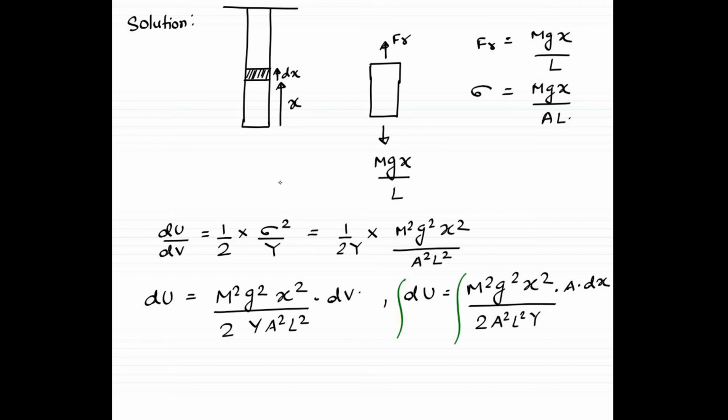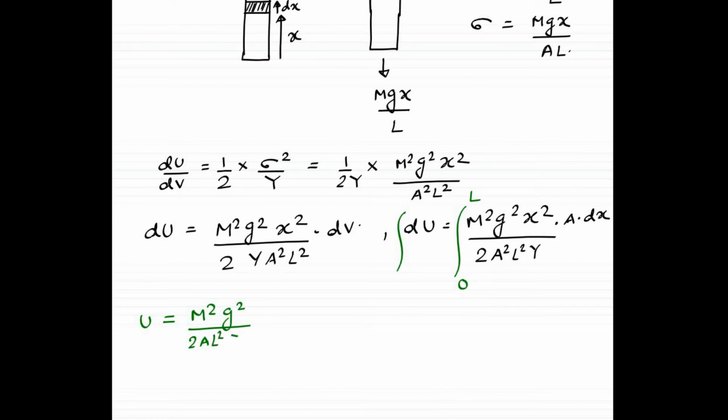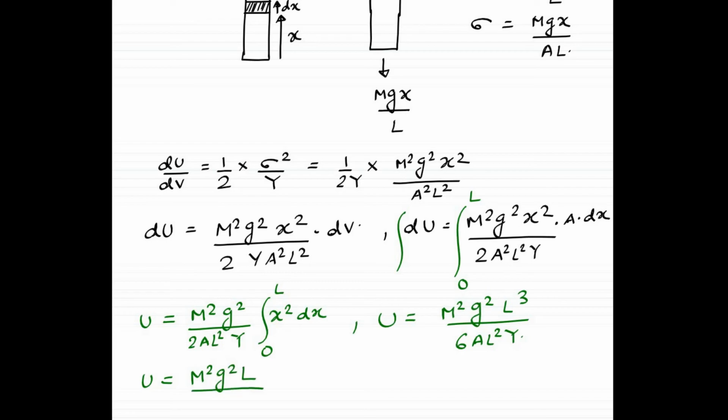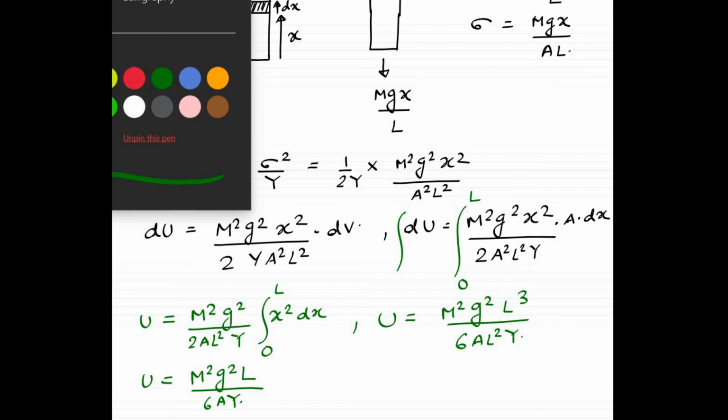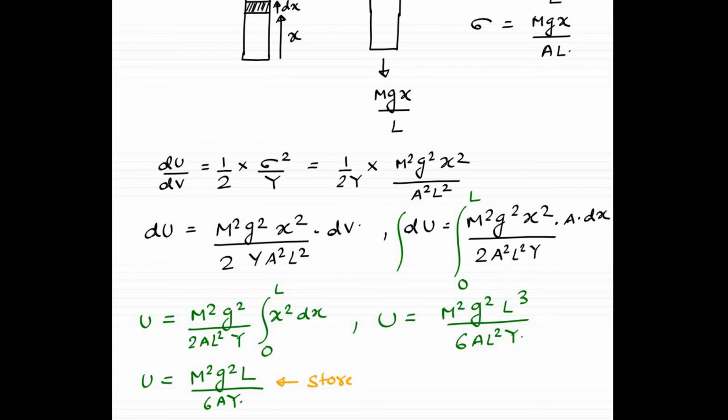So x goes from 0 to L. So U then is equal to this. This is the stored potential energy.